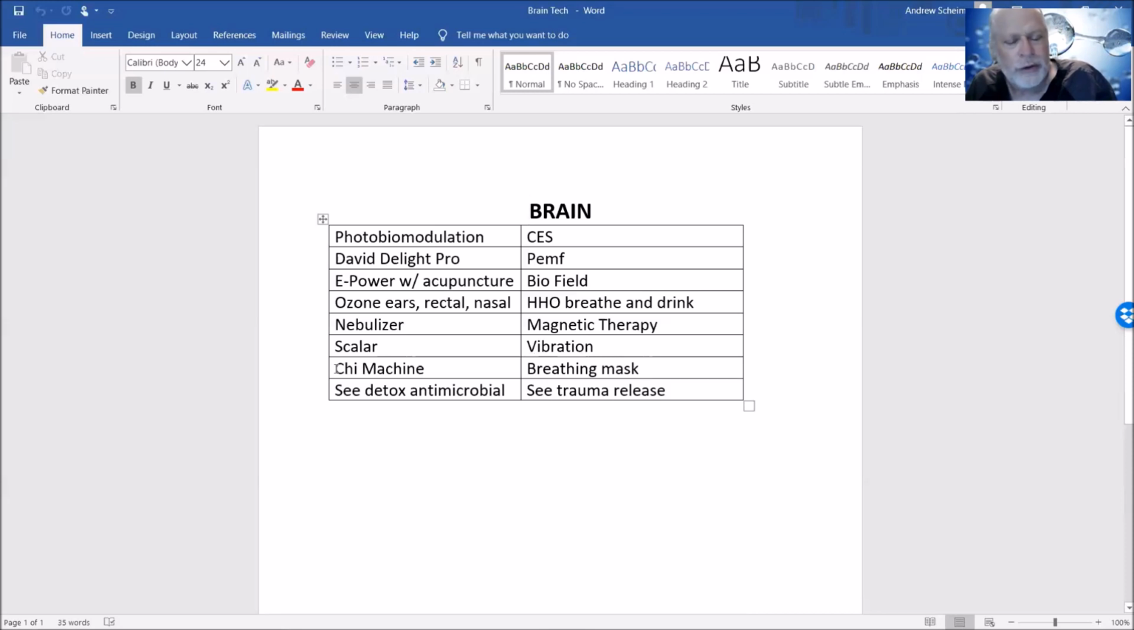The Chi machine also targets the spine. You rock the spine. Again, limbic, think limbic nervous system. If you're going to repair the brain, you have to always be thinking about repairing the limbic nervous system.